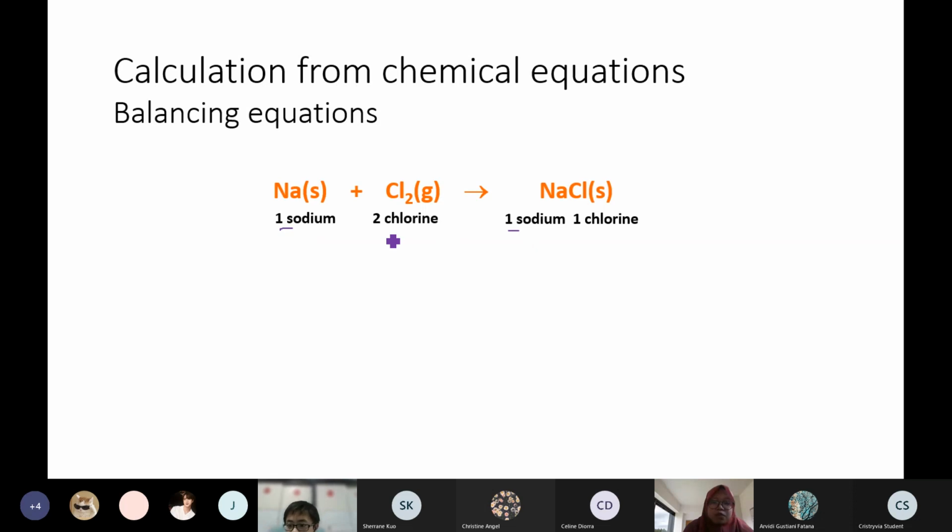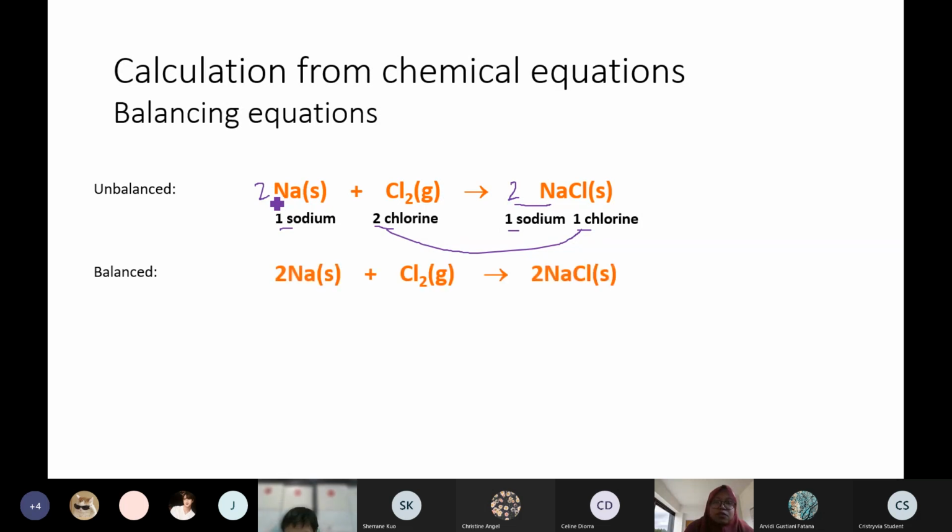But how about chlorine? There are 2 chlorine atoms in the reactant, but 1 chlorine in the product. It means this reaction is unbalanced. How to make this reaction balanced? We can put a coefficient of 2 in front of the molecule of sodium chloride. So it means we have 2 sodium, so we also have to put 2 in front of the sodium atom.